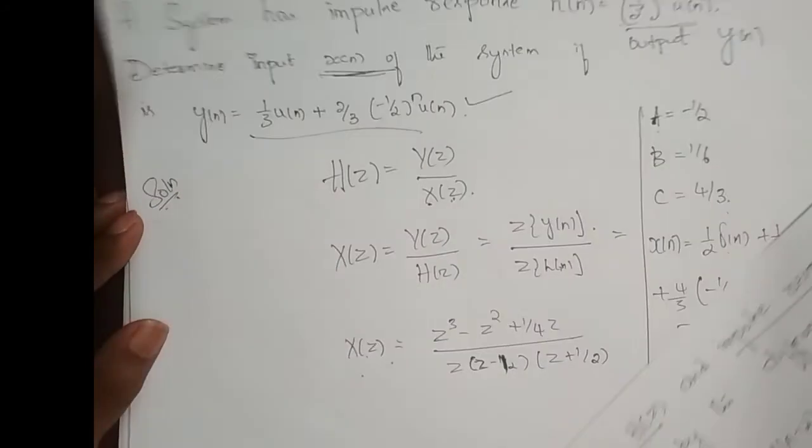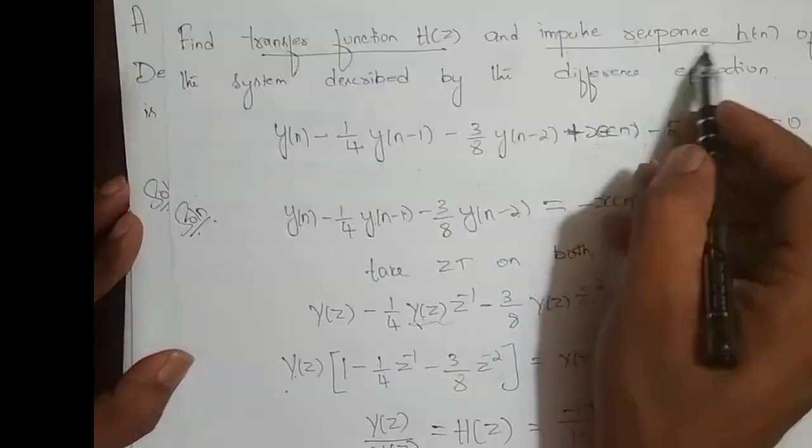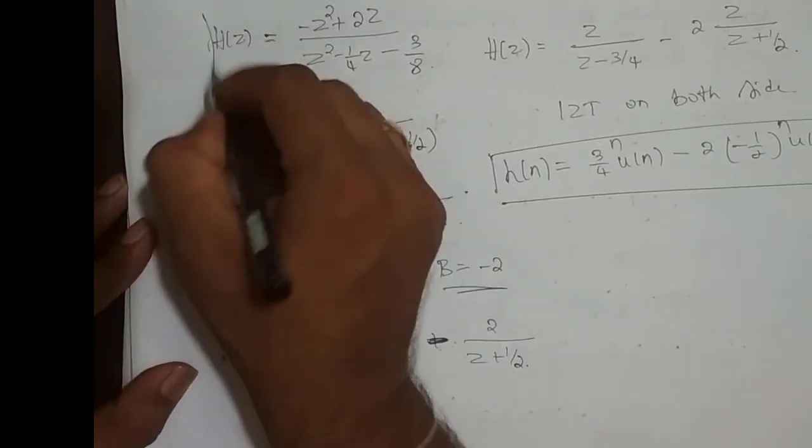So what else do I need to find? I need to find the impulse response and system function. And where is our system function? System function is this. This is our system function.